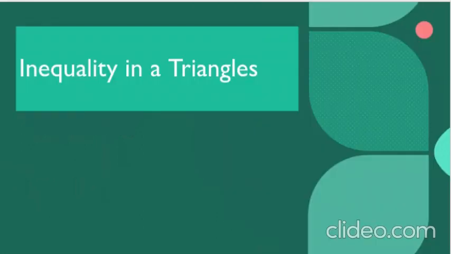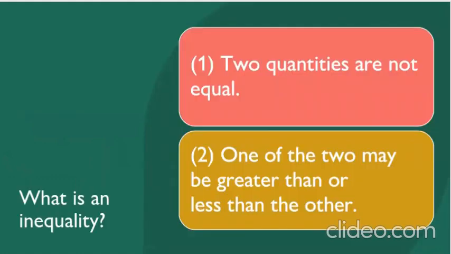Now we are going towards inequality in triangles. What do we mean by inequality? First of all, inequality means that two quantities are not equal. Very simple, right? Equality means my quantities are equal. Inequality means two quantities are not equal, so there will be some differences. They won't be equal. One of the two may be greater than or less than the other. So another property of an inequality is that one of the two quantities will be greater than or less than the other one.